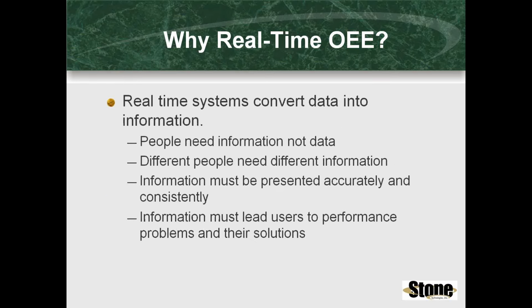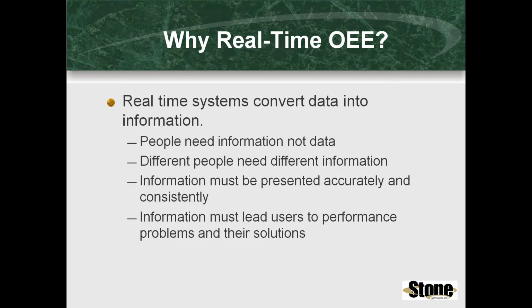Real-time systems convert data into information. People need information, not data. Information allows them to make better business decisions. Different people need different information. We've talked about the 3 pieces of OEE, availability, quality, and throughput. There's 3 different consumers of that information. Your throughput is your production supervisor. They want to know how much is moving through that line or through that piece of equipment at any one given time.